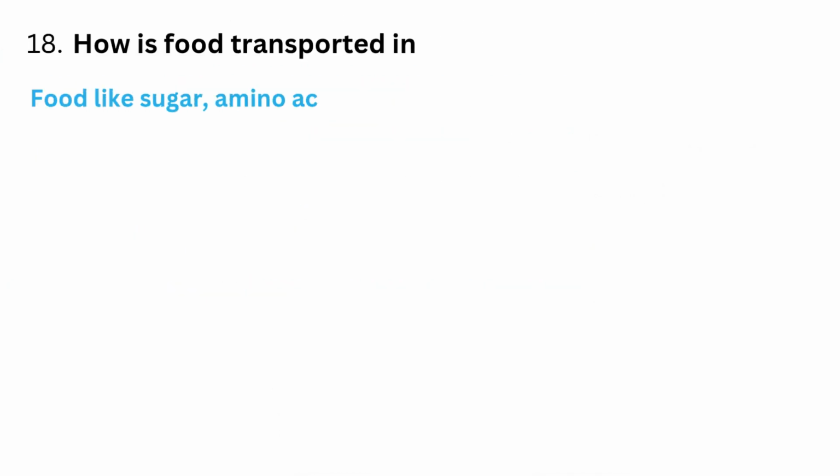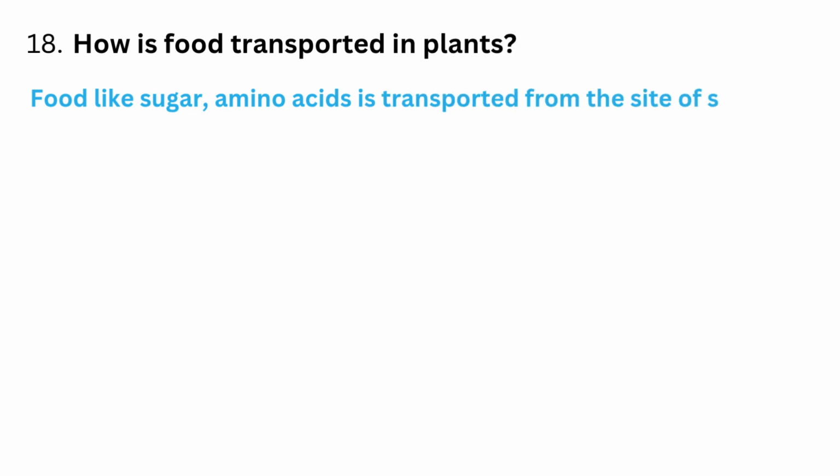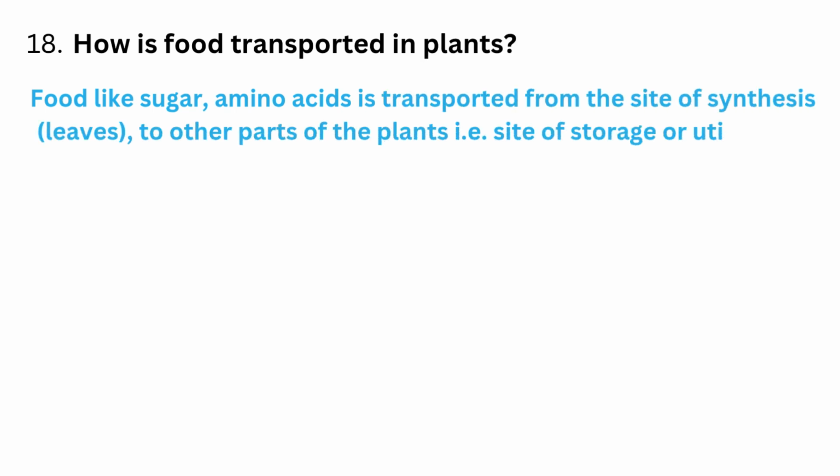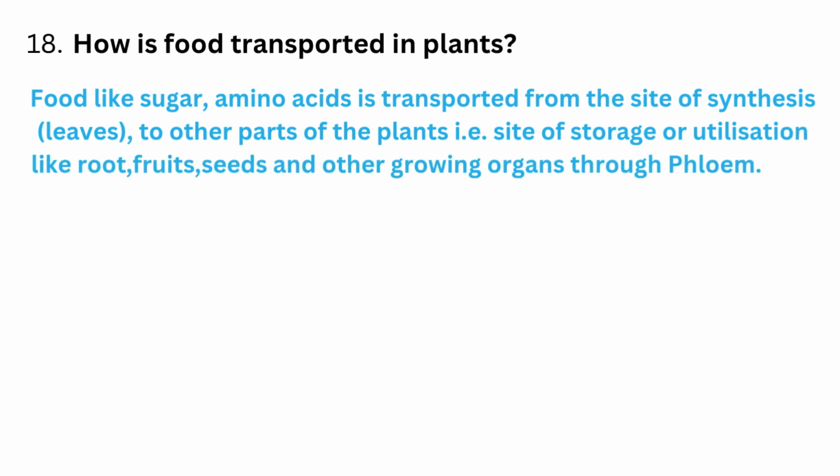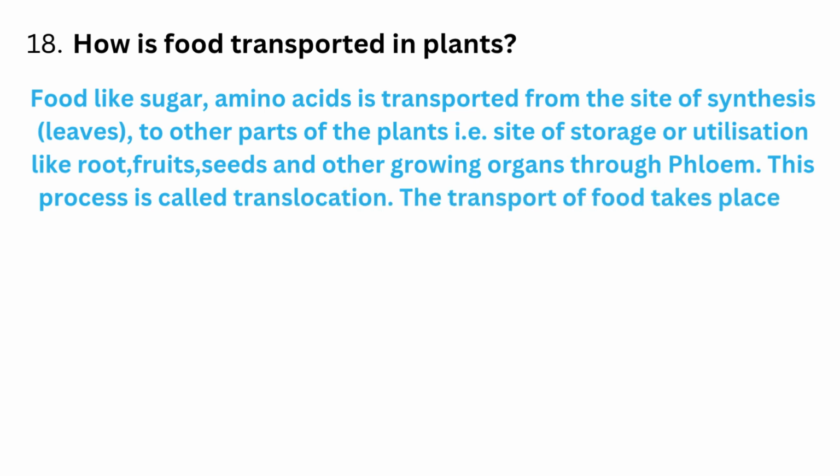How is food transported in plants? Food like sugar and amino acids is transported from the site of synthesis, that is, leaves, to other parts of the plants, that is, sites of storage like root, fruits, seeds and other growing organs through phloem. This process is called translocation. The transport of food takes place in the form of dilute aqueous solution.